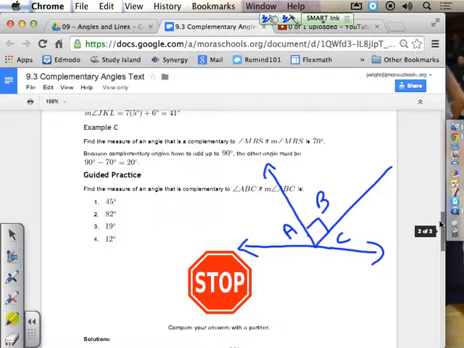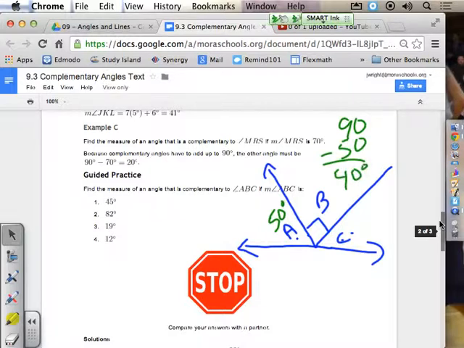They are not adjacent to each other. They are not right next to each other, you can see. A is next to B and C is next to B, but A is not next to C. But they are still complementary. They add up to 90 degrees. If I told you that A equaled 50 degrees, you should be able to find the measure of angle C because they are complementary, by taking 90 minus 50 and getting 40 degrees.